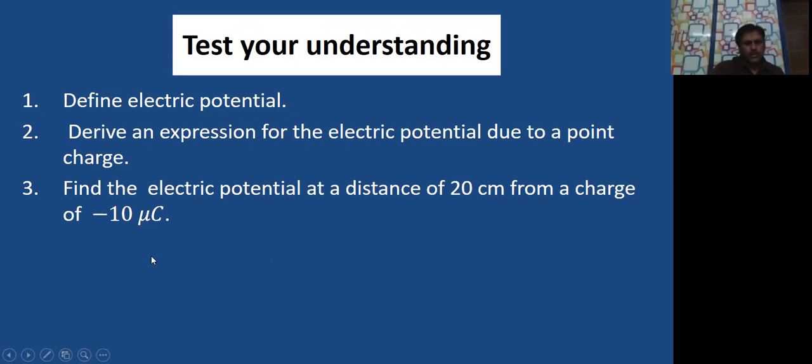The next one, a simple problem. Find the electric potential at a distance of 20 centimeters from a charge of minus 10 microcoulombs. Find the electric potential at a distance of 20 centimeters from a charge of 10 microcoulombs.